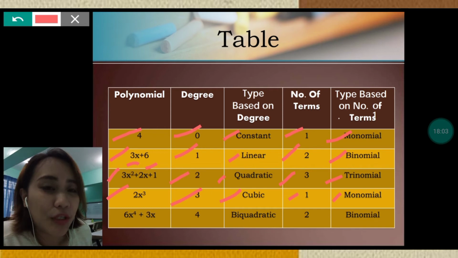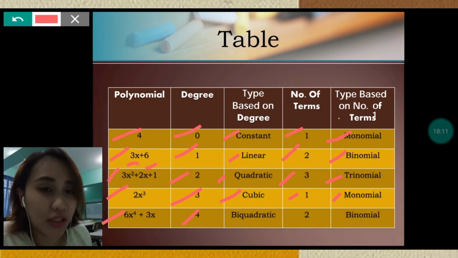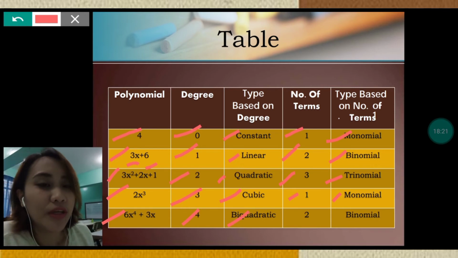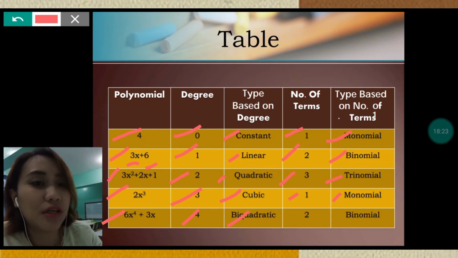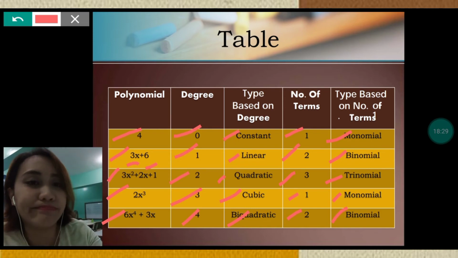Last example, we have 6x to the 4th power plus 3x. The degree there is 4 because 4 is the highest exponent or the highest degree. That is a biquadratic or a quartic polynomial since again the degree is 4. There are 2 terms, 6x to the 4th and 3x, so therefore that is a binomial. Okay?